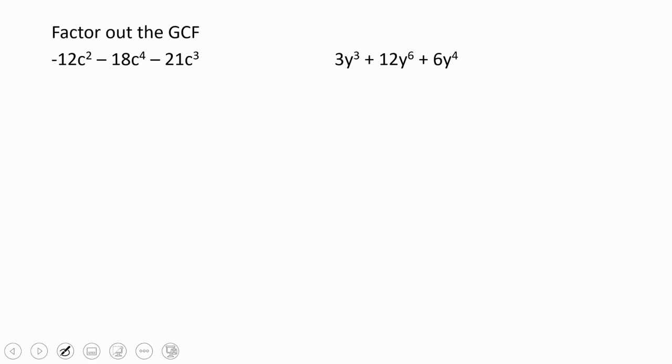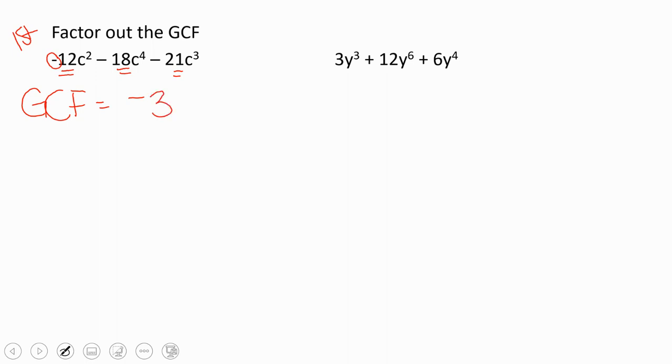All right, so again, the first thing to do is figure out the GCF. Now, if your first term is negative, you're going to factor out the negative. Okay, so we know that we're going to factor out a negative. It's going to be negative. So we need to figure out the GCF of 12, 18, and 21. The largest number you can divide all 3 of those terms by is 3.